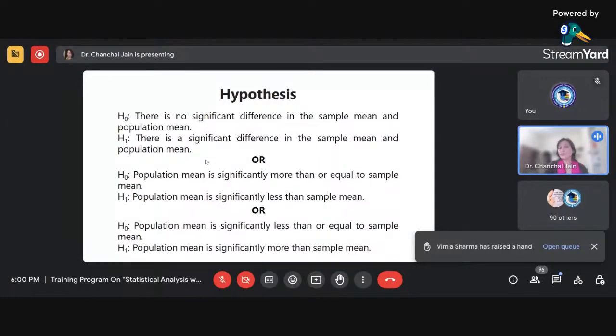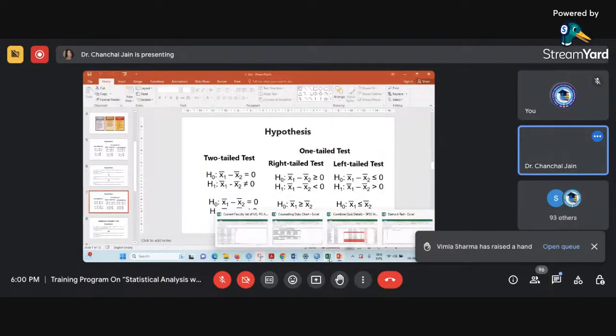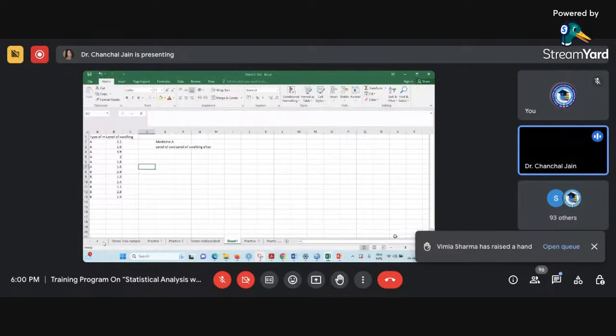Now, if you want to write your hypothesis in terms of text, for the two-tailed test, you can write this particular section. You can see the first section. The null hypothesis H naught would be there is no significant difference in the sample mean and the population mean. Alternatively, we are saying there is a significant difference in the sample mean and the population mean.